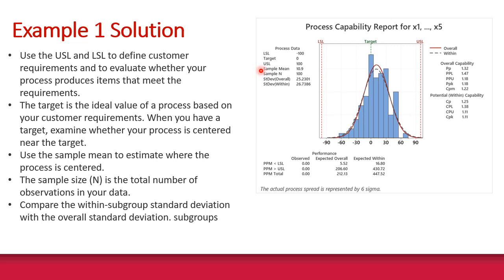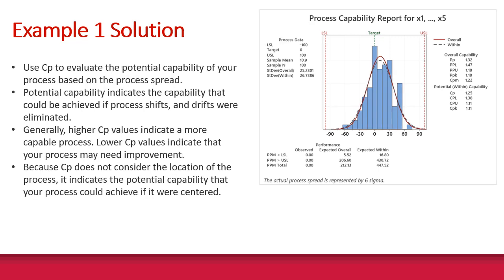It reports the sample mean, how many samples there were, 100. It reports the standard deviation, the overall standard deviation from the data, and it also reports the standard deviation within the groups as well. So I've kind of summarized this down here as well, so you can take a look at that reading there. So here the CP is also reported, 1.25, which we actually calculated.